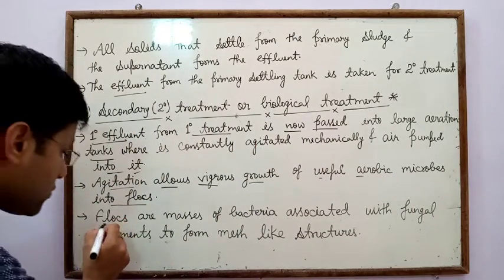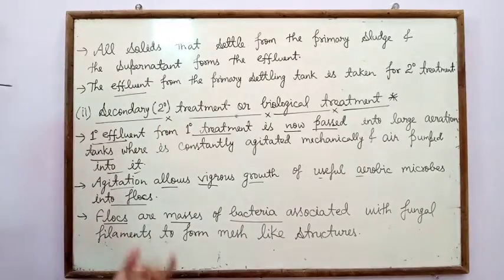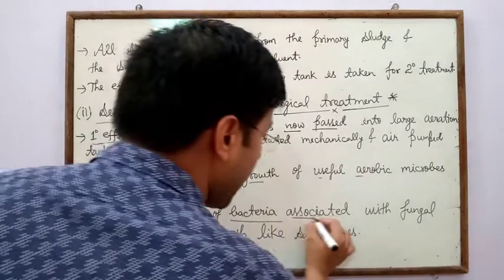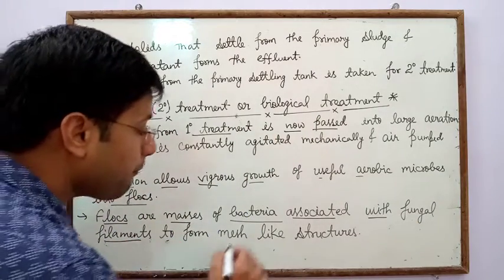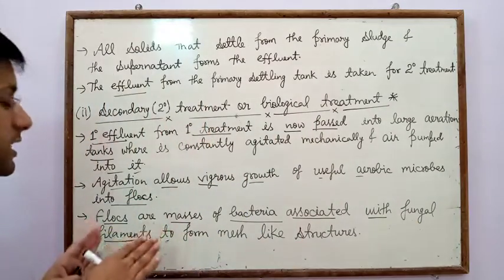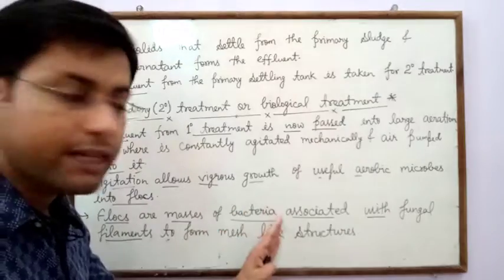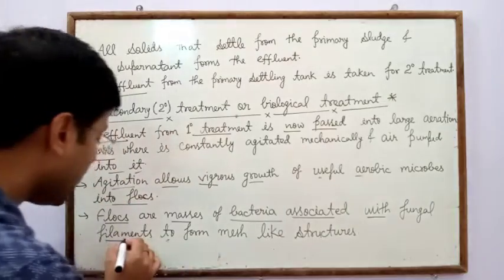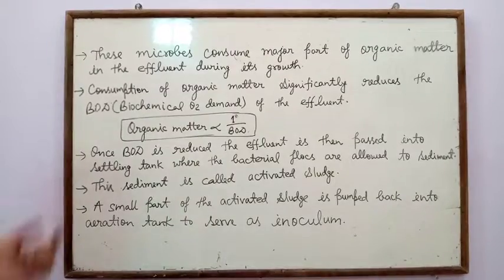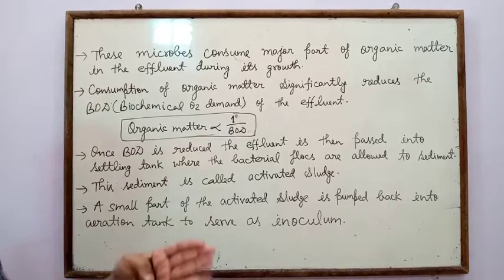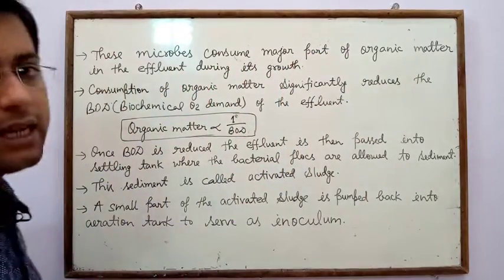What are flocs? Flocs are masses of bacteria associated with fungal filaments to form mesh-like structures. The microbes used in this process consume a major part of the organic matter.